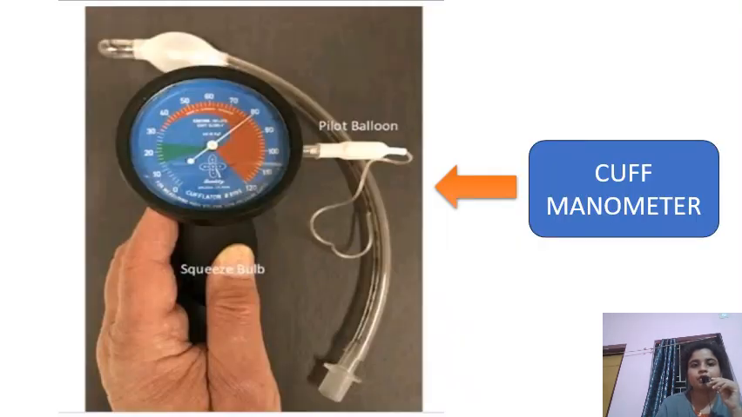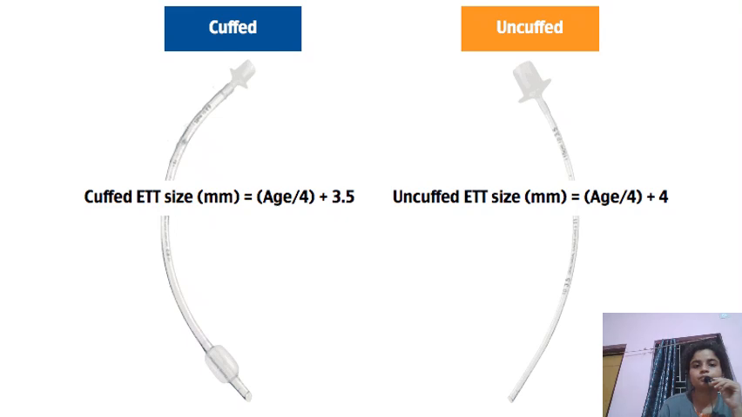So this is the cuff manometer. So this is a pilot balloon which is connected to this cuff manometer, and it should be between this green part that you are seeing, that is the safest part, means within 20 to 30 or 25 to 30 it should be present. You can determine the ET tube cuff size by using these formulas. So this is for cuffed, this is for uncuffed.